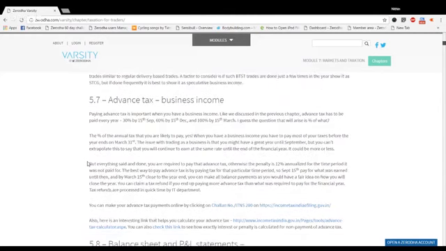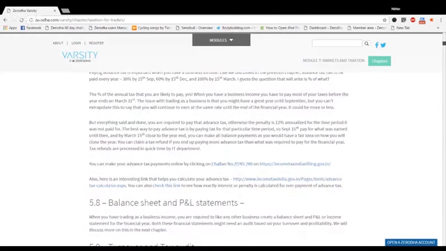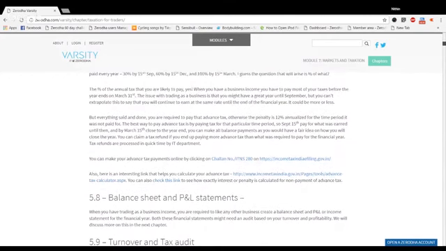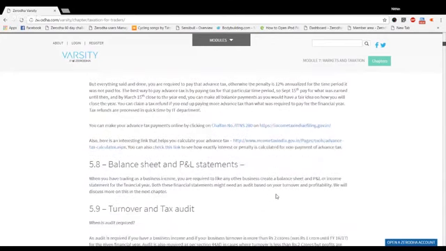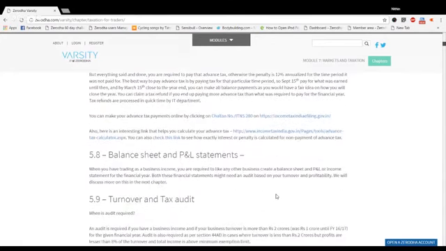As I said, I've given links to a bunch of places where you can calculate your advance tax and all of that. The income tax website itself is actually a really cool website. If you can spend some time there, it's got a lot of calculators and a lot of things that you need to know about.